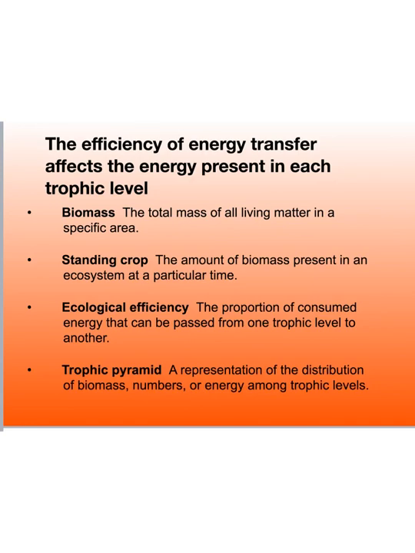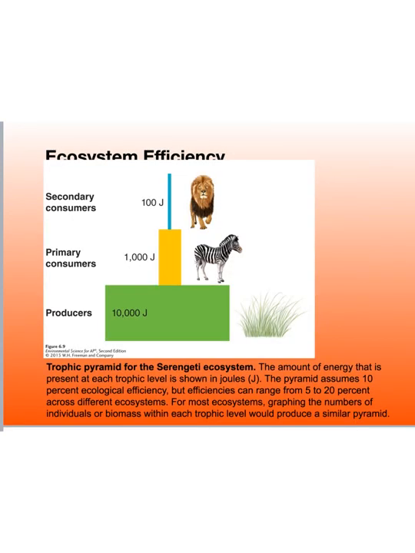So a trophic pyramid is a representation of this distribution of energy. And we distribute it a couple of different ways, like by the biomass, by sheer number of individuals, or energy. And most of the time I've seen it as energy distribution. So here we have a trophic pyramid of the Serengeti ecosystem. And this represents the amount of energy that's present at each level. We measure energy in joules.